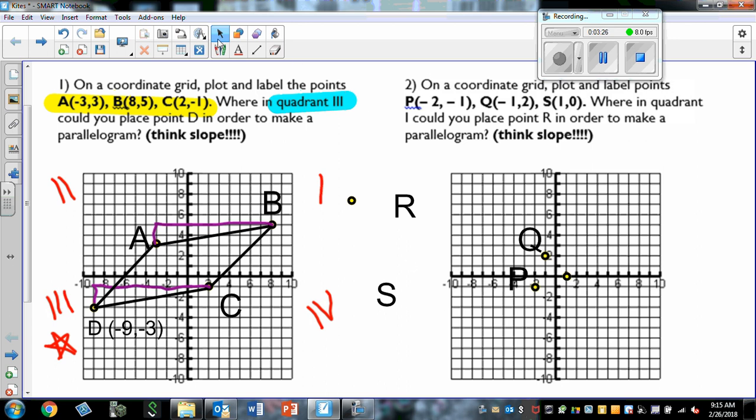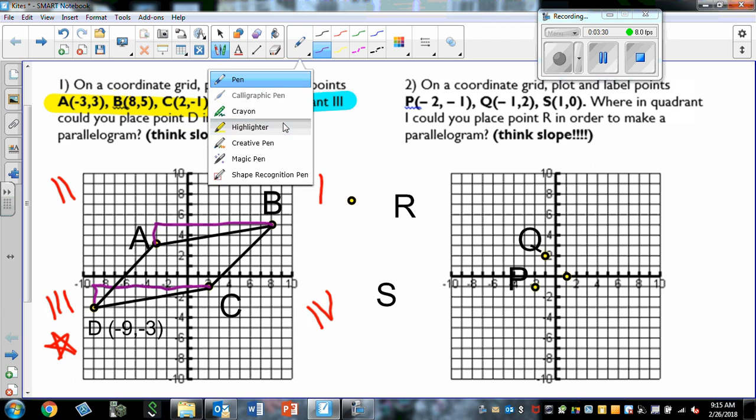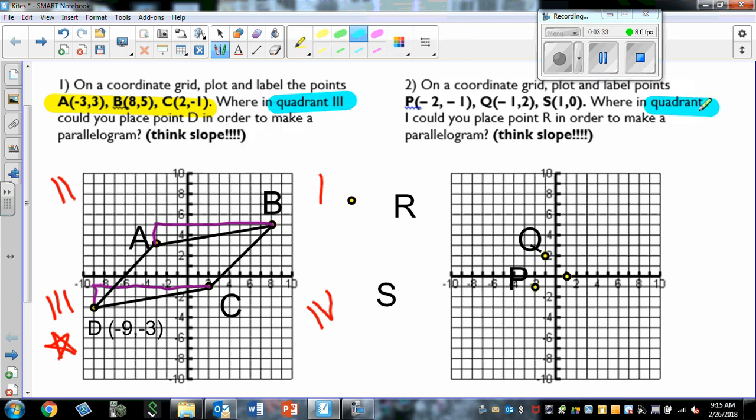And I'm trying to end up in quadrant 1. At least that's what it's telling me to do. I want to end in quadrant 1. So I want to end here. It's a star if you can't tell.